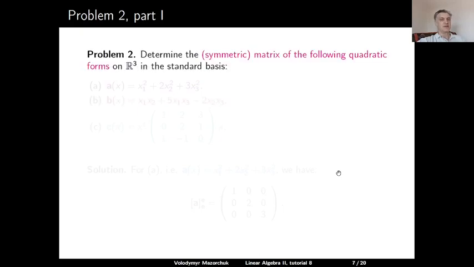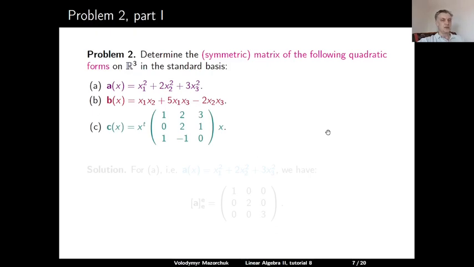Problem 2. Determine the symmetric matrix of the following quadratic forms on R3 in the standard basis. Part A, q of x is equal to x1 squared plus 2x2 squared plus 3x3 squared. Part B, q of x is equal to x1 x2 plus 5 x1 x3 minus 2 x2 x3. Part C, q of x is equal to x transposed times the matrix 1, 2, 3, 0, 2, 1, 1, minus 1, 0 times x.